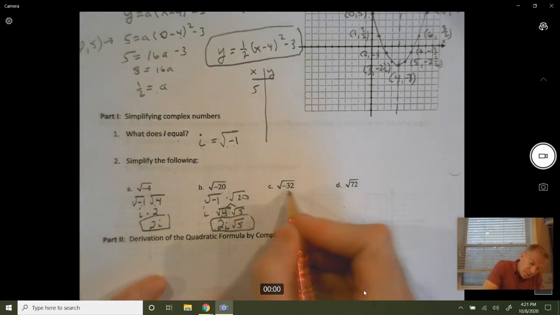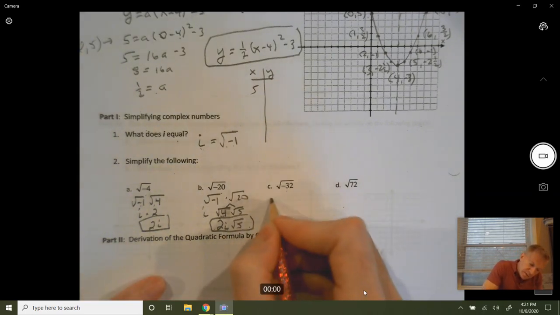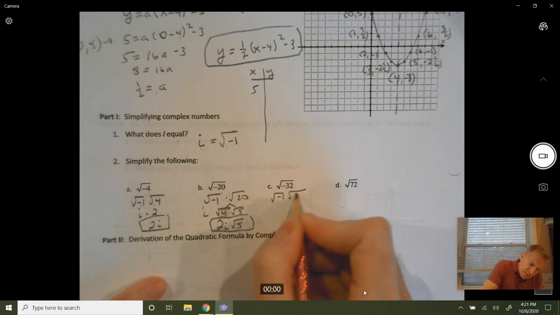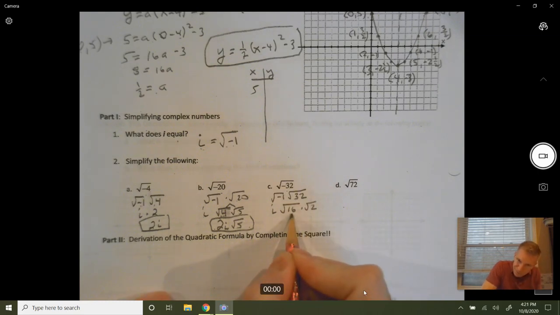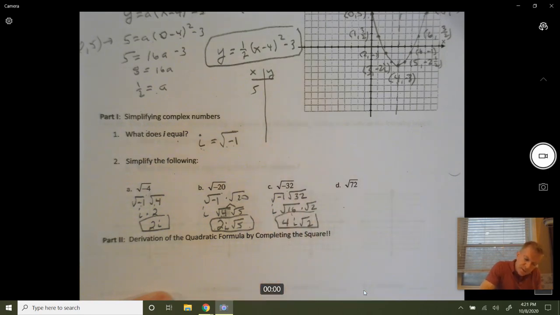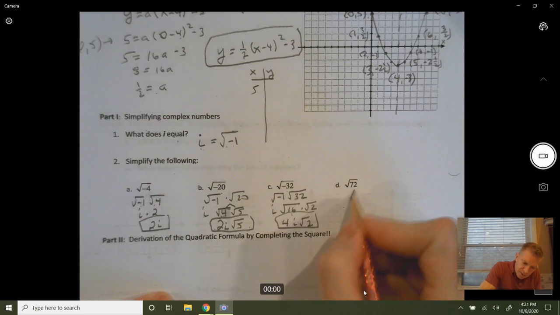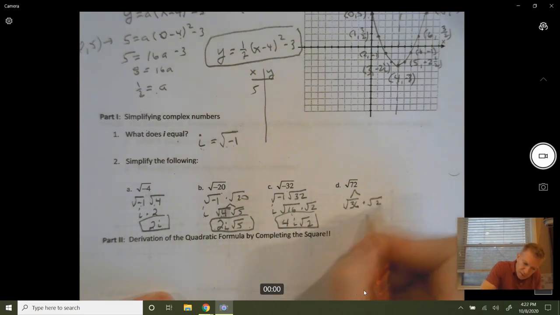Okay. This one, we'll have square root of -1 times square root of 32. So that's i times, this breaks down into square root of 16 times square root of 2. I use the 16 because that's a perfect square. That's 4i rad 2. And this one doesn't have an i, so we're just going to break that down. Square root of 36, that's a perfect square, times square root of 2, so 6 rad 2.